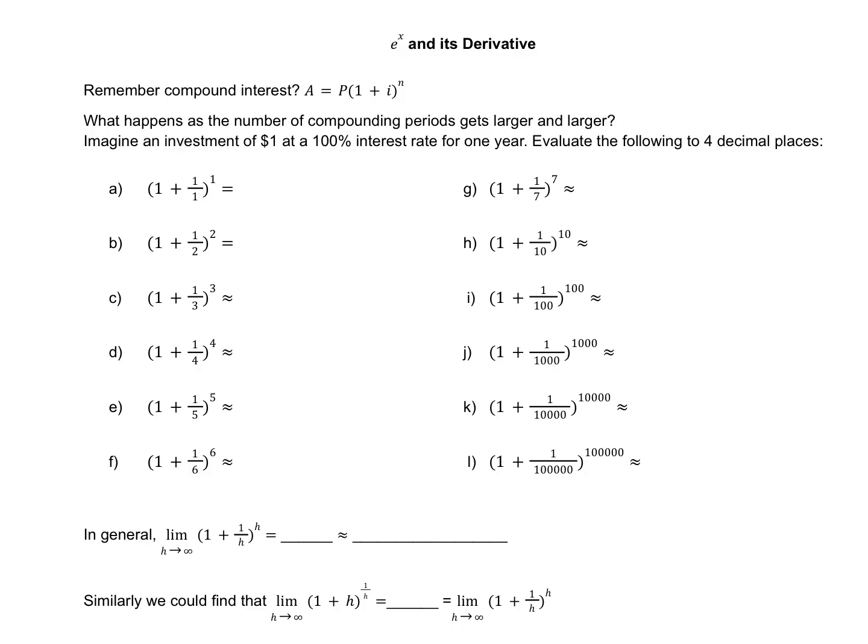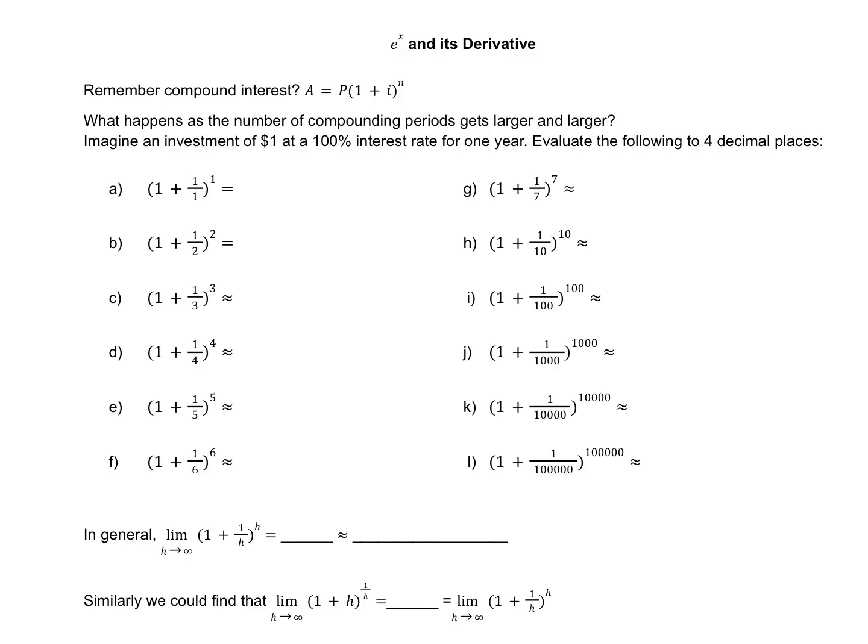Compound interest is A equals P, the principal investment, times 1 plus I, where I is the interest per compounding period, all to the power of n. Now, the way this number e was discovered was by thinking about what happens as the number of compounding periods gets larger and larger. So we're going to imagine a $1 investment, so our principal, P, is going to be $1, at a 100% interest rate.